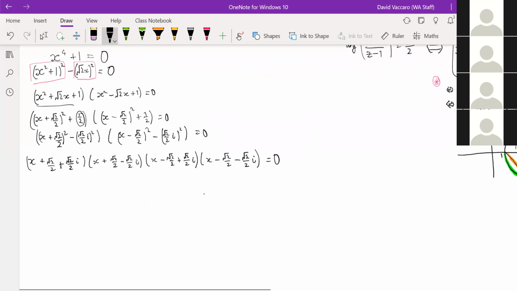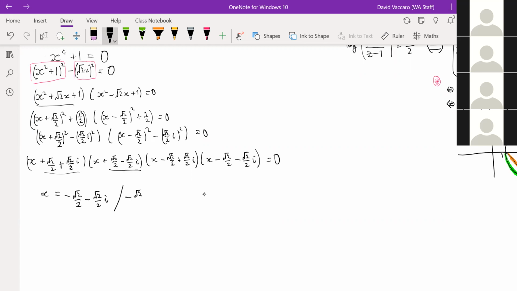Okay, so what are our four roots? Our four roots are: from this bracket, minus root 2 over 2 minus root 2 over 2i. From this bracket, minus root 2 over 2 plus root 2 over 2i. From this bracket, root 2 over 2 minus root 2 over 2i. And from this bracket, root 2 over 2 plus root 2 over 2i.